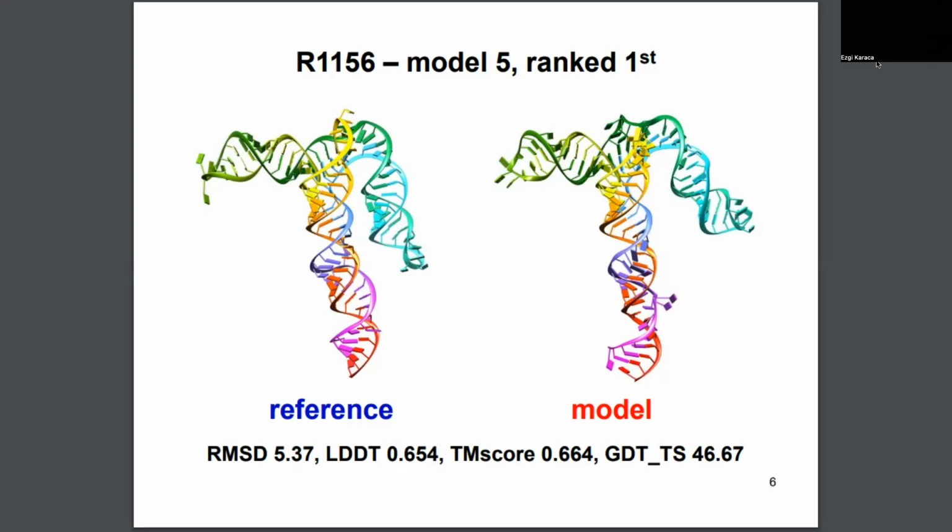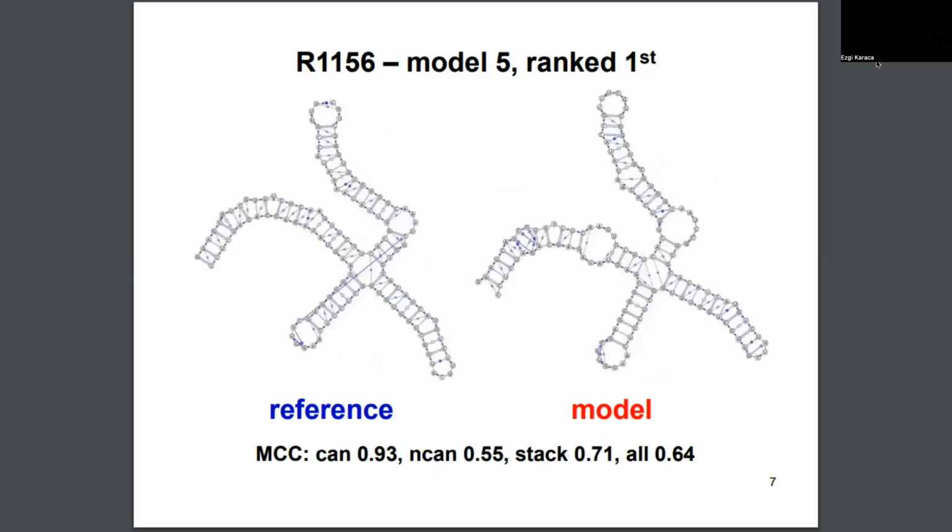If we ran the refinement, or if I looked at the structure and had a chance and time to do this manually, definitely we would correct it. The geometry overall is okay, as seen from these scores, but according to the contacts, it's not so great. Again, most of the canonical pairs are predicted correctly. Non-canonical ones, MCC is only 0.55. Stacking 0.7 overall, well, not so great.